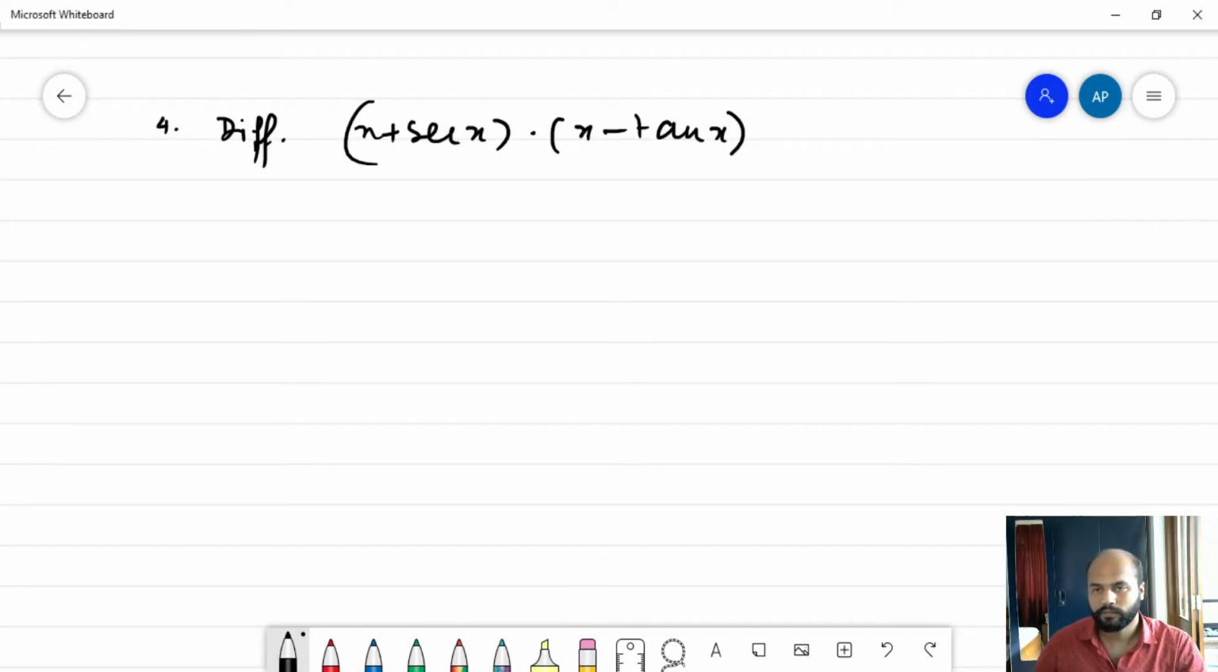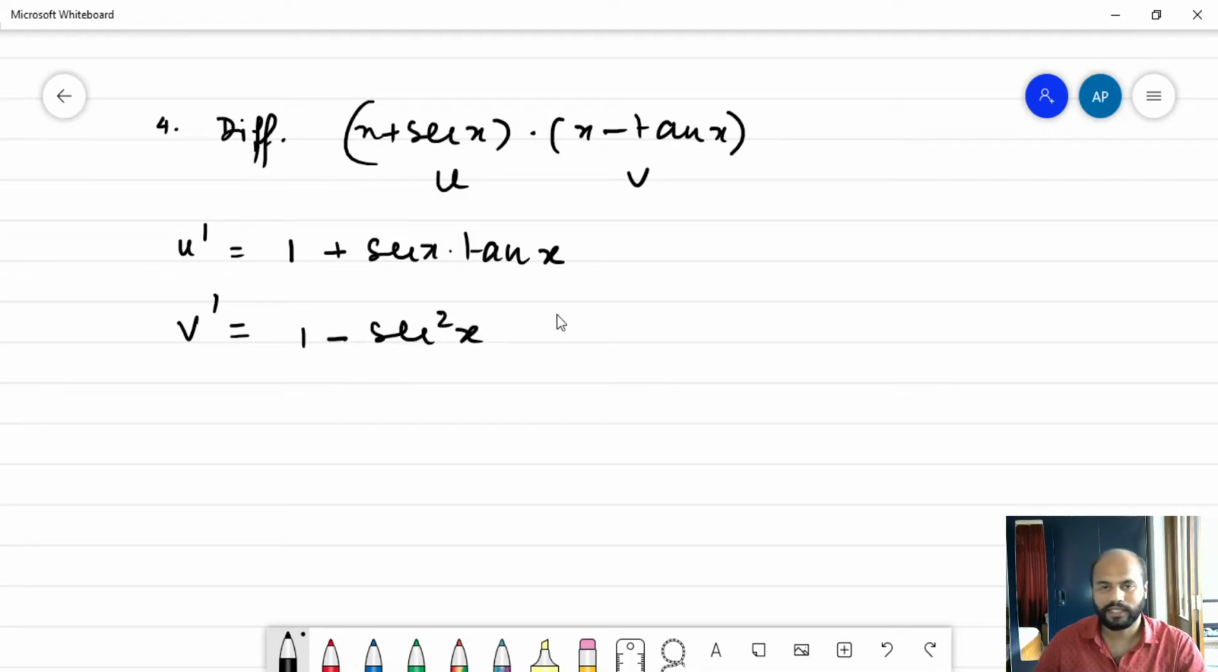Let's take up the next problem, which is x plus sec x into x minus tan x. So what is going to happen over here? Let us take this as u and this as v. So u dash, we know that it's going to be 1 plus sec x tan x. So derivative of x is 1, derivative of sec x is sec x tan x. V dash is going to be 1 minus sec square x, because the derivative of tan x is sec square x. So overall, this is going to be u dash v plus v dash u.